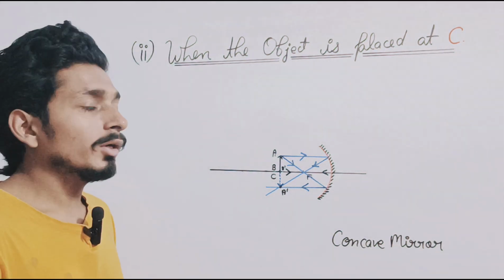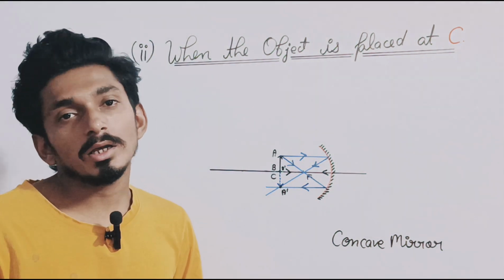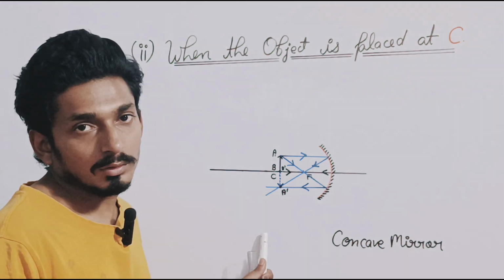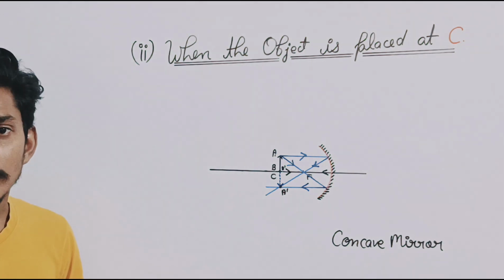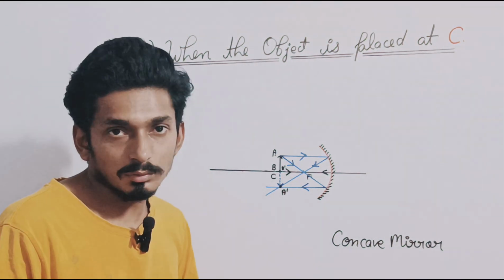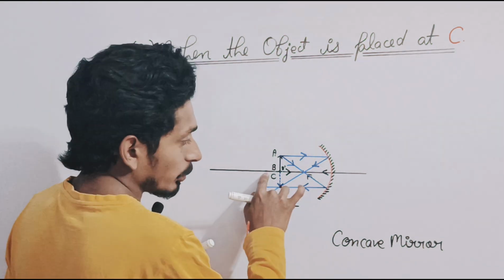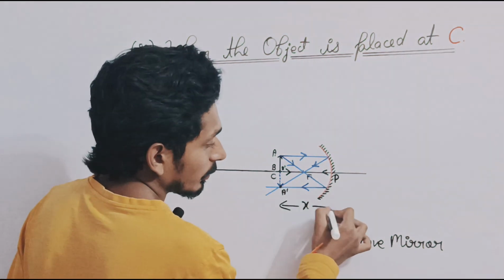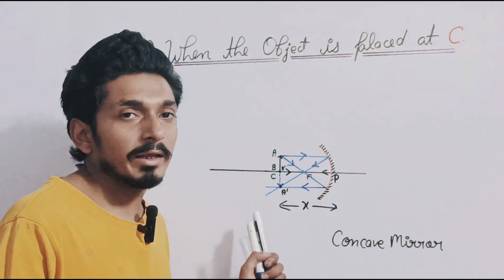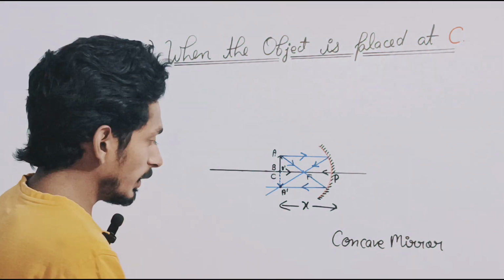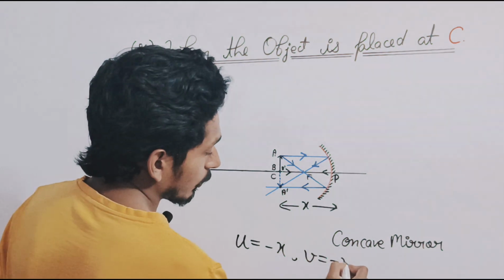So if the object is placed at C in the case of a concave mirror, then the image formed is real and inverted. Okay, yes or no? And at the same position. Now if we consider the distance between the object and pole is x, then the distance between the pole and image is also x. It means u equals minus x and v is also equal to minus x.